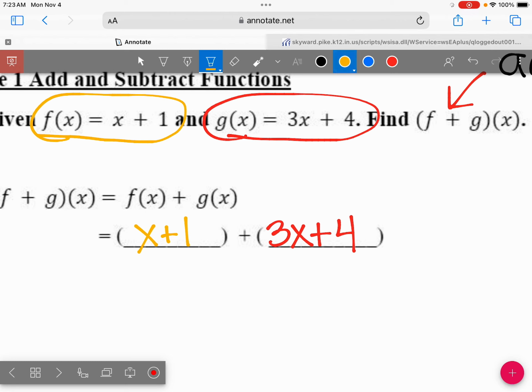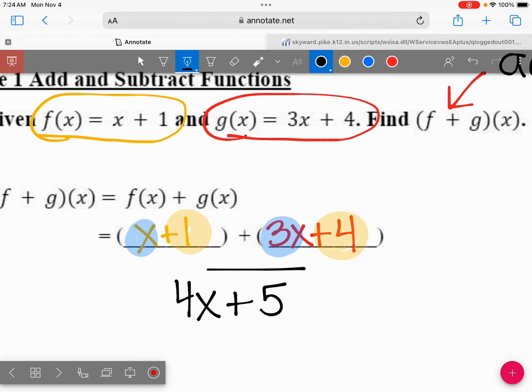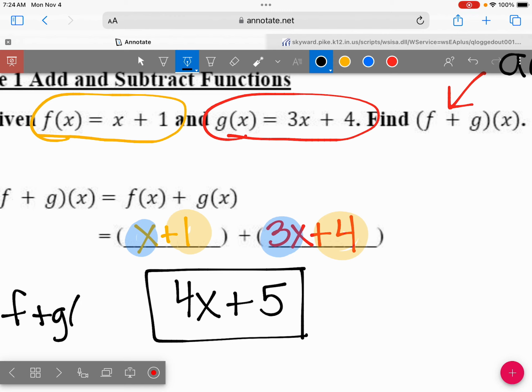So that would be your x's. So that would be this and this. And then we're also going to add together this and this. So if you add the x and the 3x, how many x's do you end up with? 1 plus 3 is? 3x squared. No, you don't square it. That's multiplication. 4x. Yeah, so it would just be 4x. And then we're going to add together the 1 and the 4, and that would be 5. So that would be your answer. That is the function you come up with when you're adding f plus g of x.